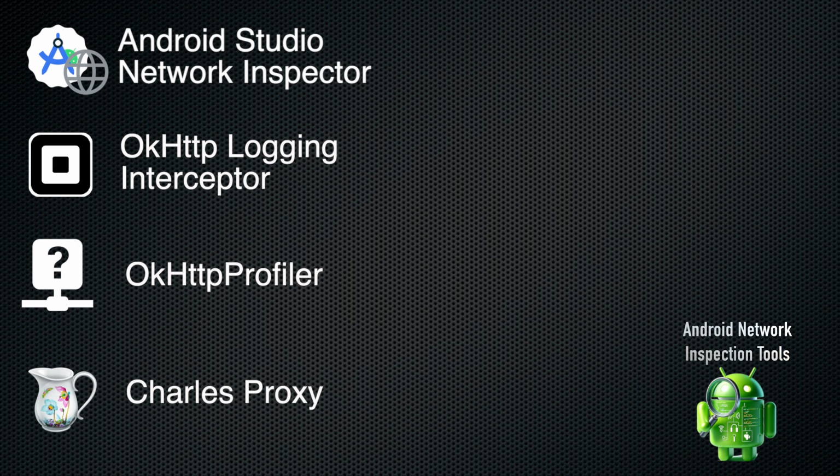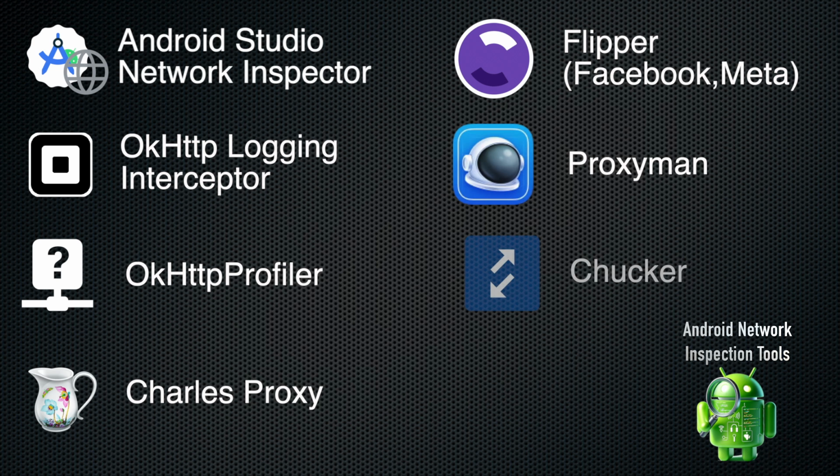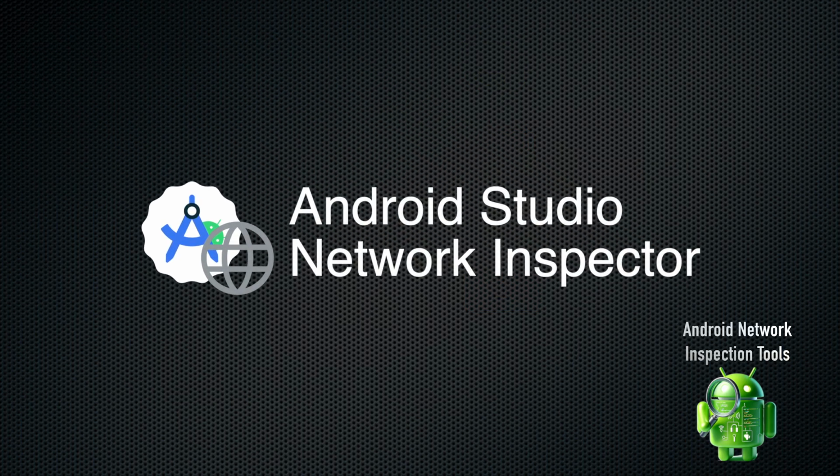Proxy, a desktop proxy application for Mac, Linux and Windows. Flipper, an application for debugging from Meta company. Proxyman, one more desktop proxy application. And Checker, an Android application for inspecting network requests directly on your phone. So, let's start with Android Studio Network Inspector.